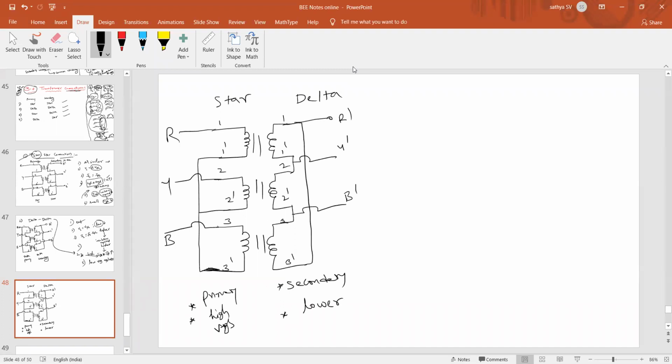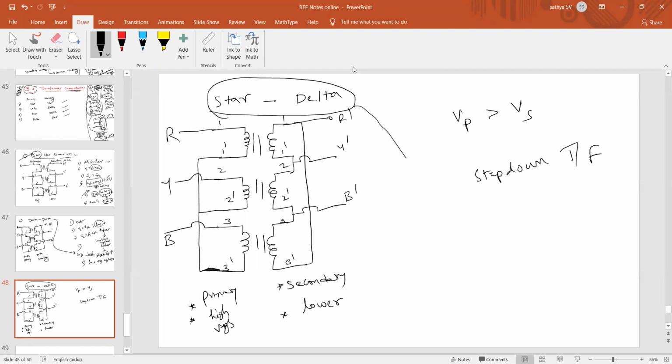Now tell me which type of transformer it is, step up or step down? Primary side voltage is greater than secondary side voltage, therefore step down transformer. Where can we use this kind of star delta three-phase transformer connection? In step down transformer applications we can use this. Clear?